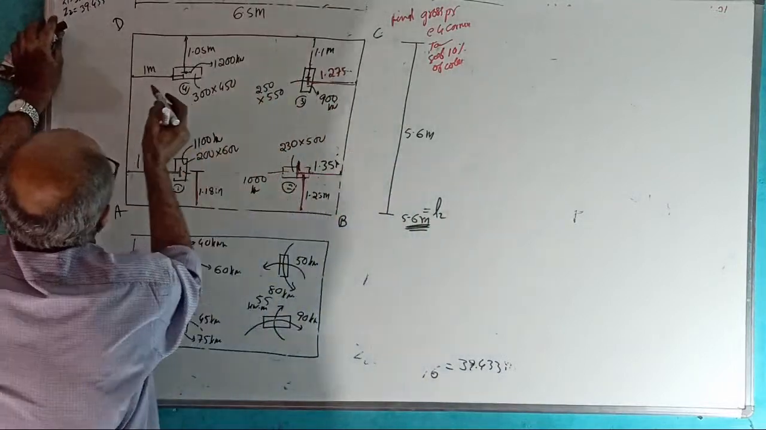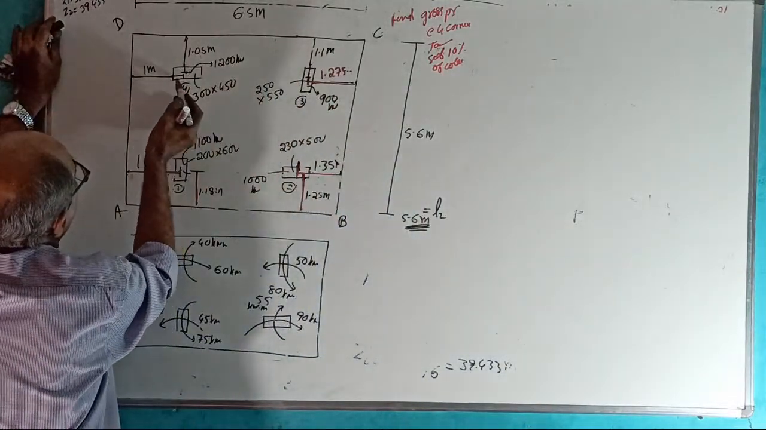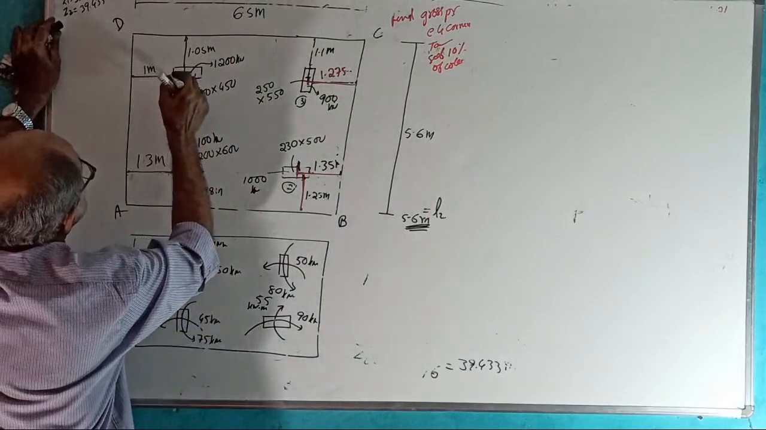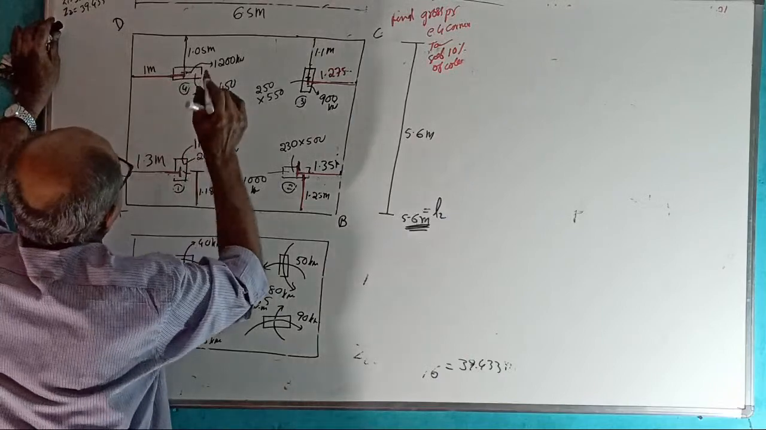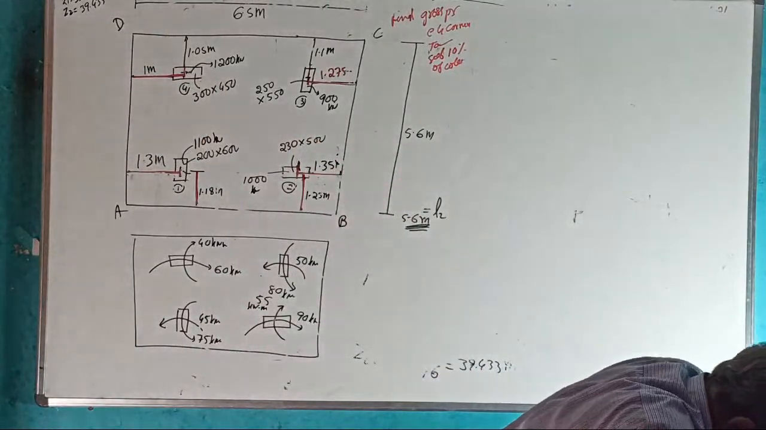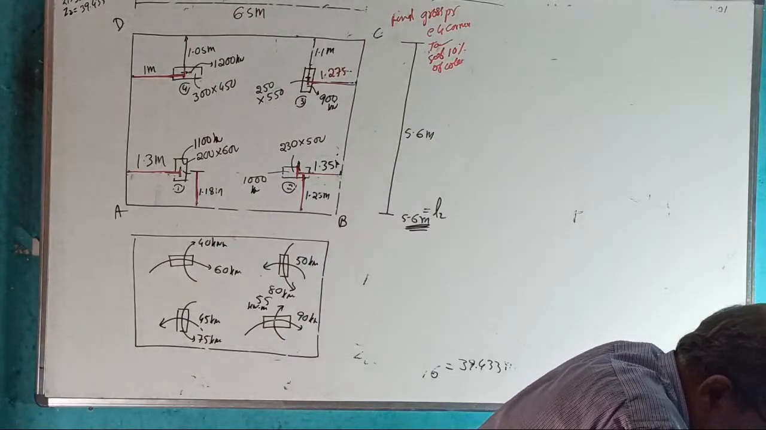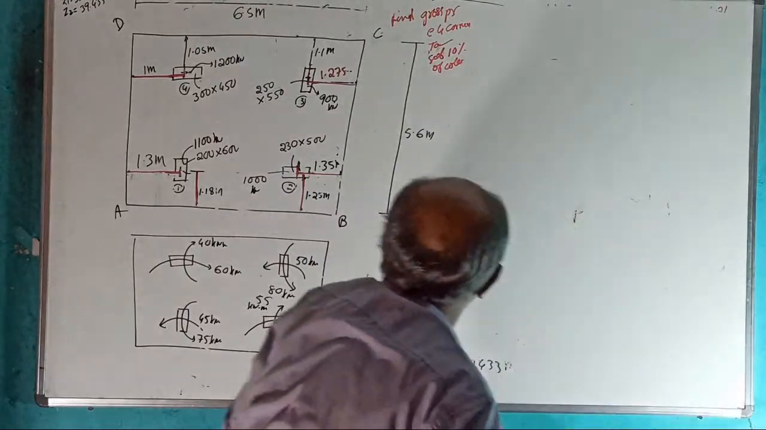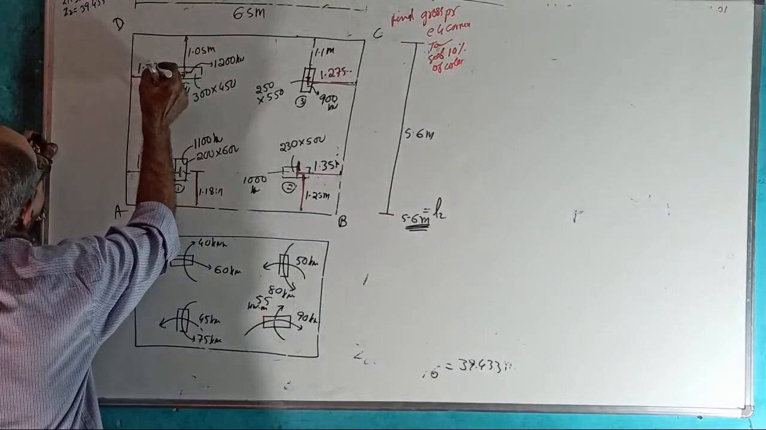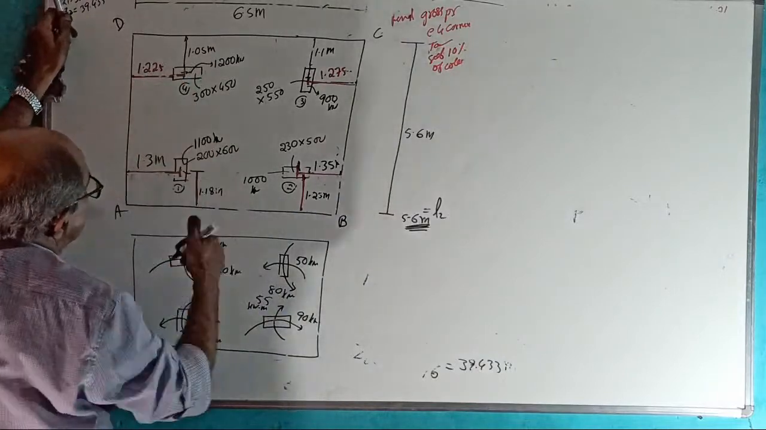And here, 1 meter plus half of 0.45. Answer. How much? 1.225 meter. I'll rub it now. One more sketch, you are right. Okay, start. Width wise.